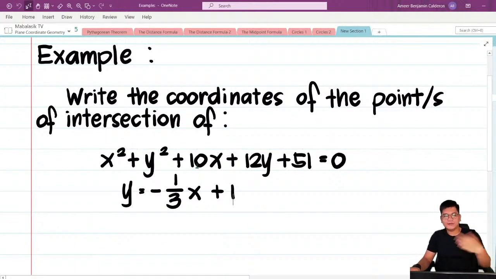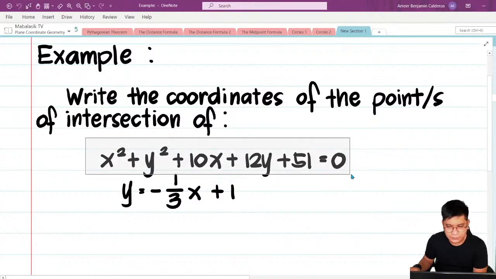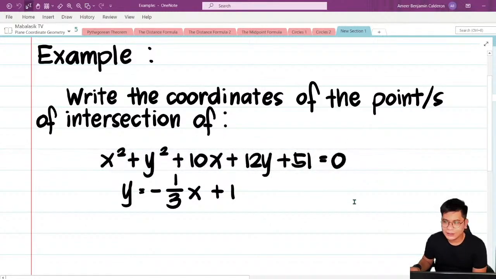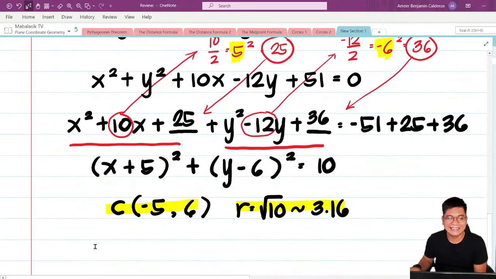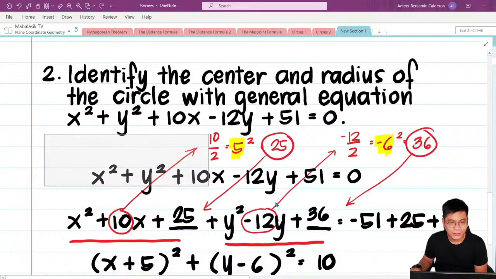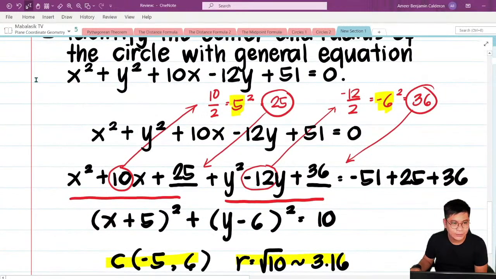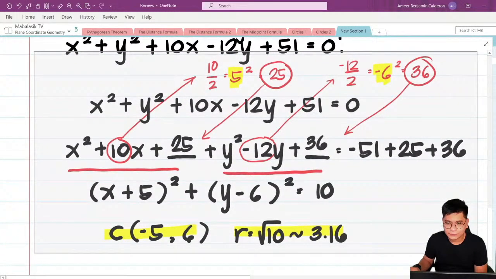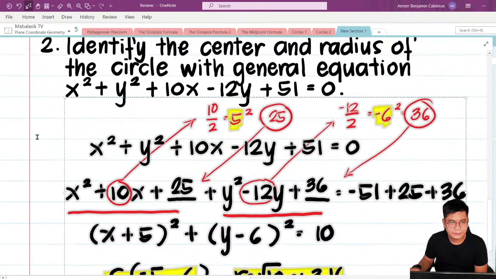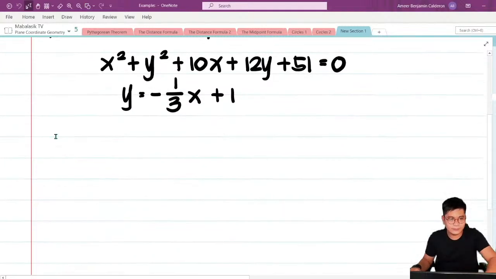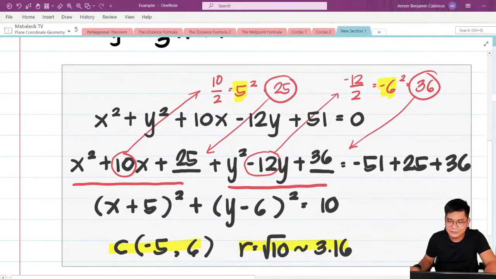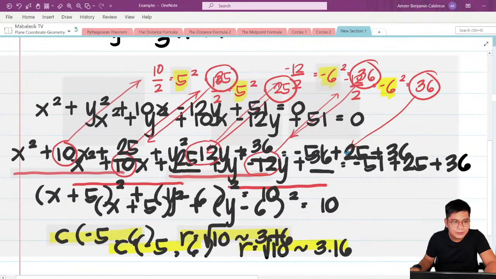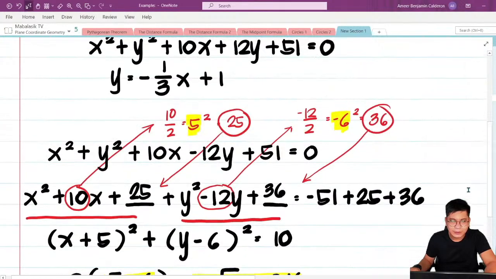So write the coordinates of the points of intersection of this circle and this line. Actually, tong circle na to, nasa review. Ito yan eh. So, kokopyahin ko na lang. Kopyahin ko yung buo. Teka, kopyahin ko siya buo. Yung solution. At parang hindi tayo sayang sa oras, di ba? I-balance na natin kung tama talaga.